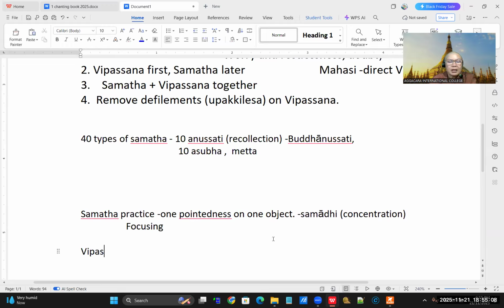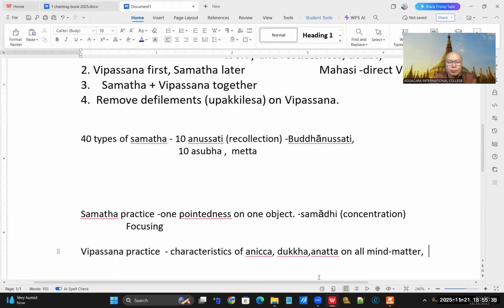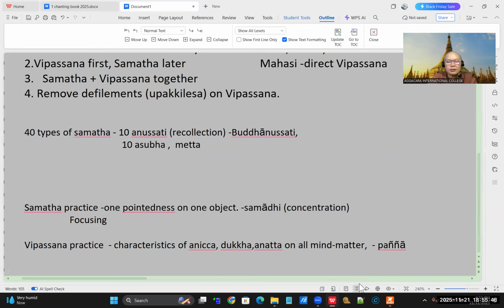Now, when we say vipassana, it's a practice. So you are supposed to see the characteristics of anicca, dukkha, anatta on all objects, meaning all the mind-matter objects. Because if I say all objects, sometimes people think Nibbana is also an object here. So the purpose is to get wisdom, panya. So these two are different.